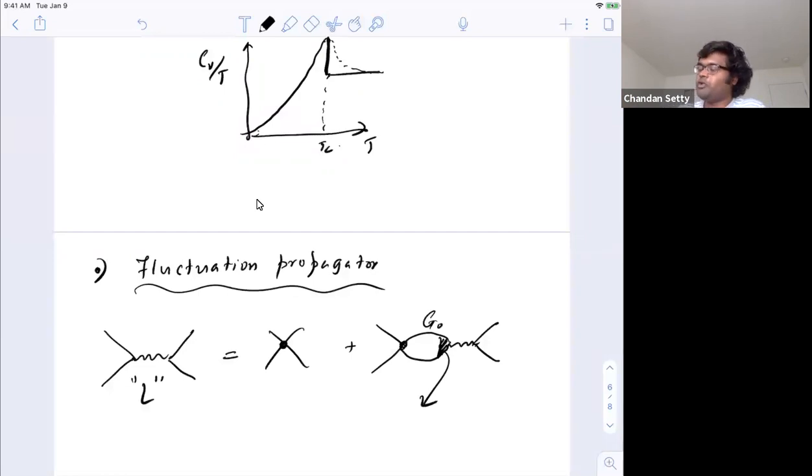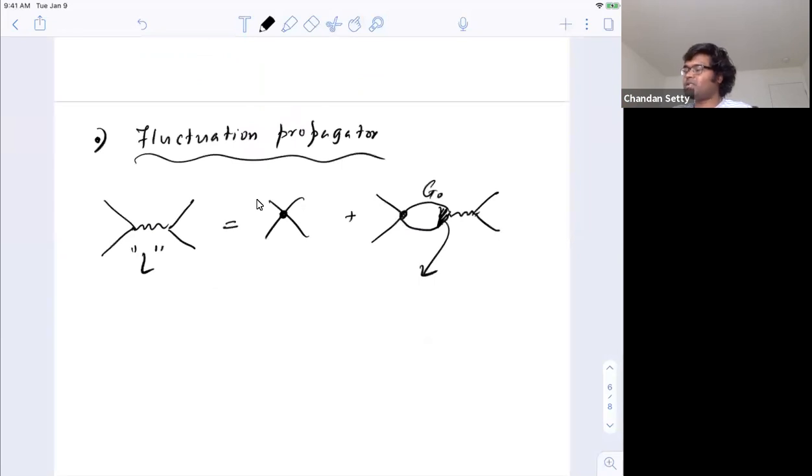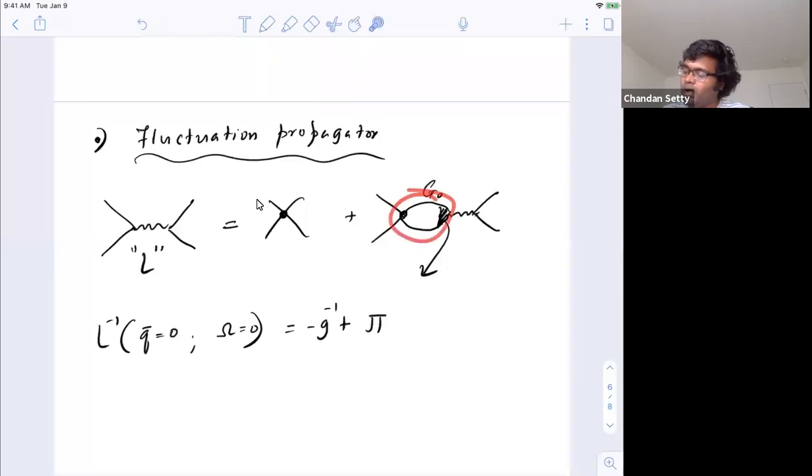Okay. Just to give you a feel for what the fluctuation propagator does, one of the main uses is that with the knowledge of the fluctuation propagator, you can calculate all of these thermodynamic and electronic properties that I told you about before. In principle, you can also calculate the instability temperature, or the contour of instability, by simply looking at the temperature at which the long wavelength static limit of the fluctuation propagator diverges. That is, you take L inverse, plus pi. Pi here is basically describing this bubble. So this is pi. And you ask, what is the temperature at which this goes to zero?